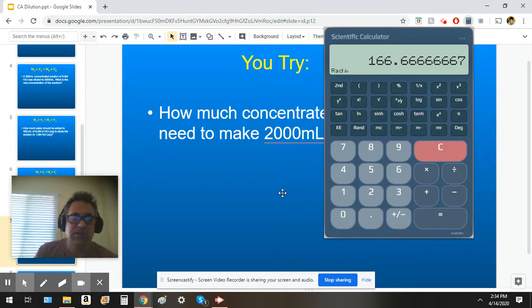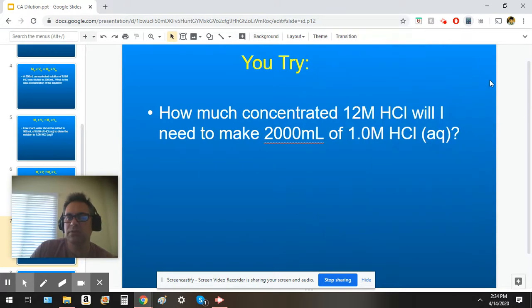So you got 167 milliliters of 12 molar HCl. You add water until it finally gets to the 2,000 milliliter mark, and now you have 1 molar hydrochloric acid. This is what I have to do when I mix the acids for our labs all the time. So 166.6 repeating. Looks like we probably want 2 significant figures, so we'll call it 170. It pains me to say, to round off that much, but 170 would be two significant figures.